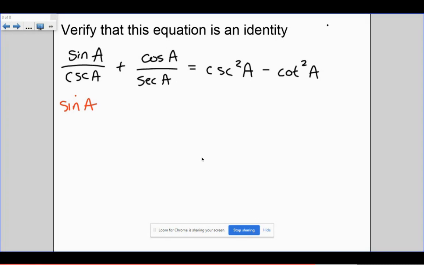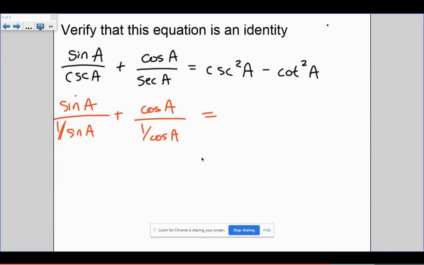So for the first fraction, we'll leave sine A alone. We'll rewrite cosecant A as 1 over sine A. Then we'll leave cosine A in the numerator alone, but rewrite secant A as 1 over cosine A. Now, if you know the other trig identities, there's other ways you could approach the right-hand side. But I'm just going to stick with it the way it is. Cosecant, if you remember, is equal to 1 over sine.